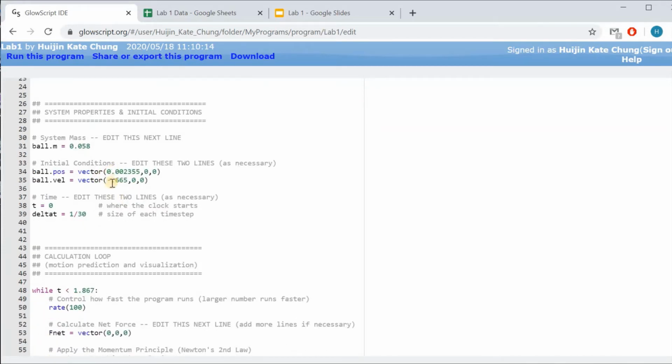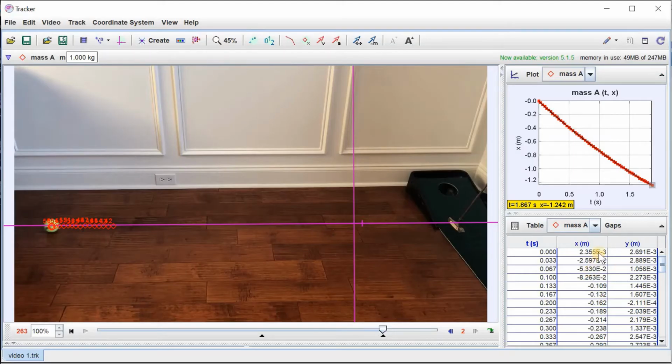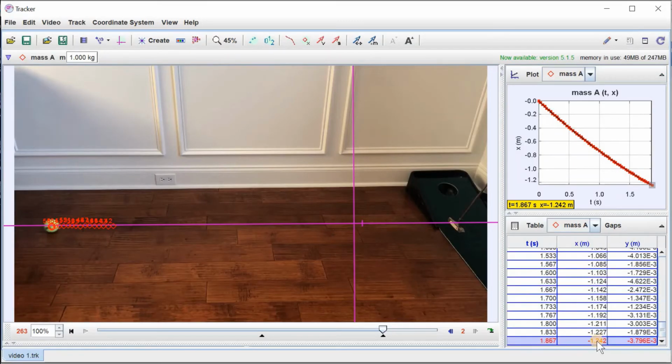Then, initial velocity and initial position were set to match the data by using the data points in Tracker, the initial position and the final position, and the duration of time to calculate the initial velocity using the equation change in position over change in time.